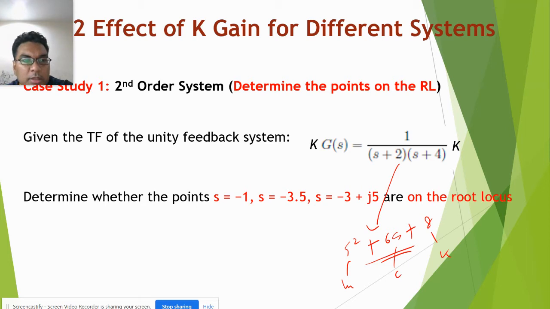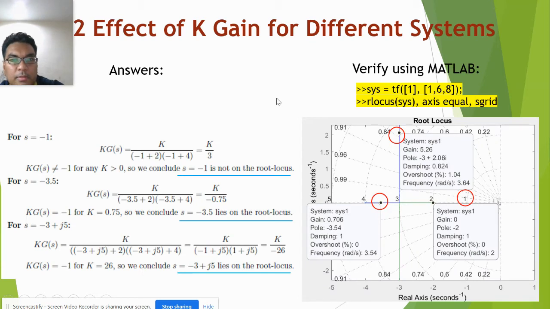Okay, for this one it asks you to determine whether s equal to -1, s equal to -3.5, and s equal to -3 plus 5j are on the root locus or not. So how do you want to confirm it? You can have a solution. You can replace the value of s here, for example, for s equal to -1.